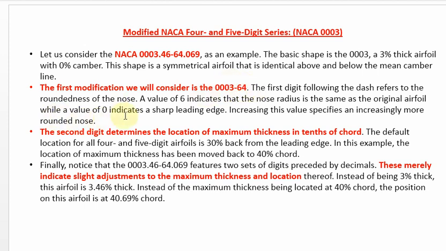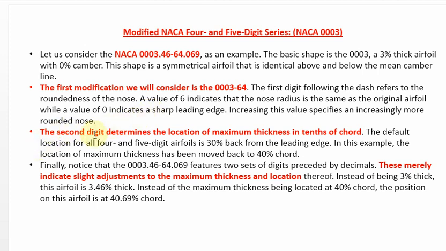Okay, that is the meaning of your first digit. The value of 6 here indicates that the nose radius is the same as the original aerofoil, while the value of 0 indicates the sharp leading edge, because a symmetrical aerofoil has a sharp leading edge. Increasing this value specifies an increasingly rounder nose. Okay, that is the meaning of the first digit in 0.64.